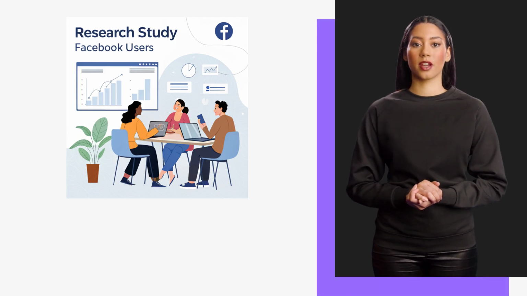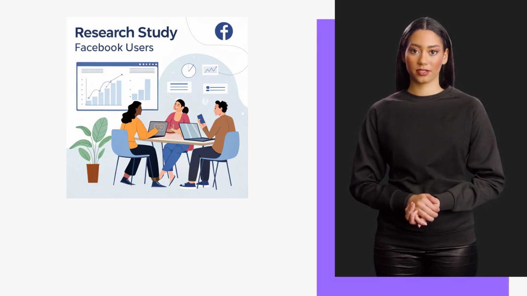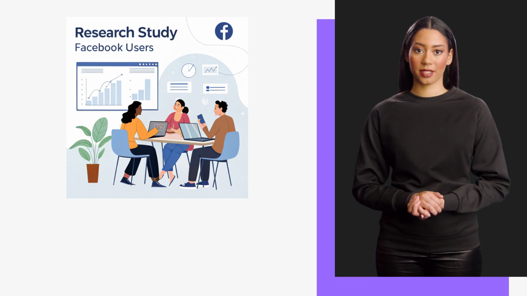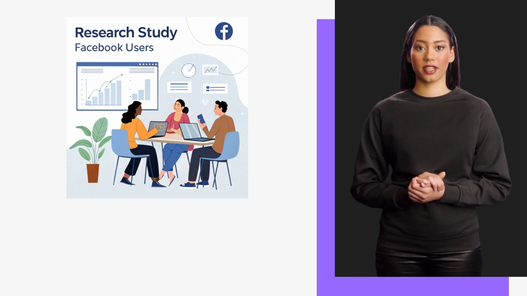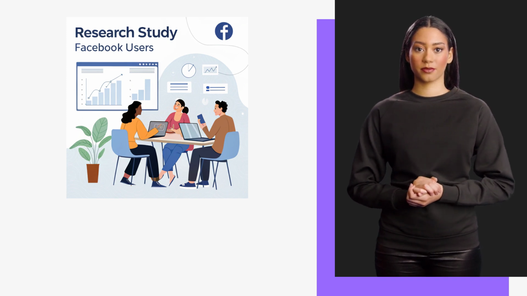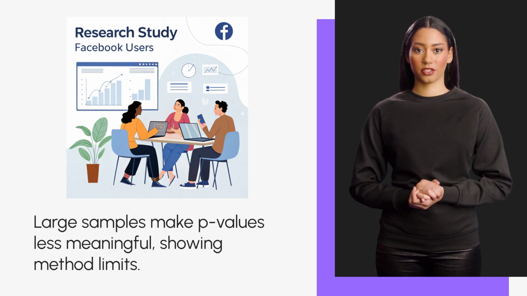In 2014, a study analyzed social media inputs' effect on human behaviors using a massive sample. The sample size was 689,003, and p-values were extremely small. However, with such a large sample, these p-values lost meaning.